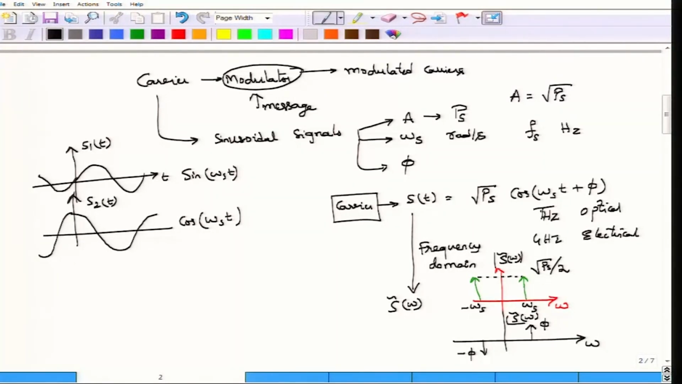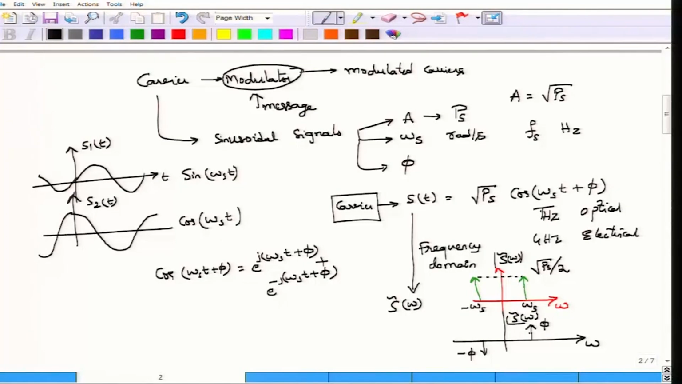Okay. So, I guess that this is all right, because you can write cos(ωs t + φ) as e^(j(ωs t + φ)) plus e^(−j(ωs t + φ)). And then if I take the Fourier transform of this, this would be a delta function located at ωs, this would be a delta function located at −ωs, and this would be the phase relationship.